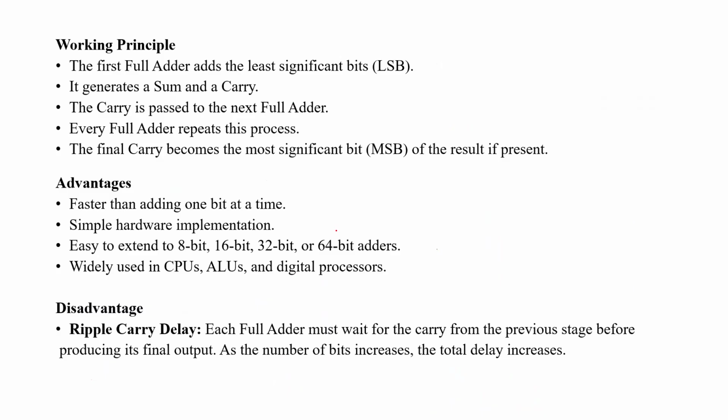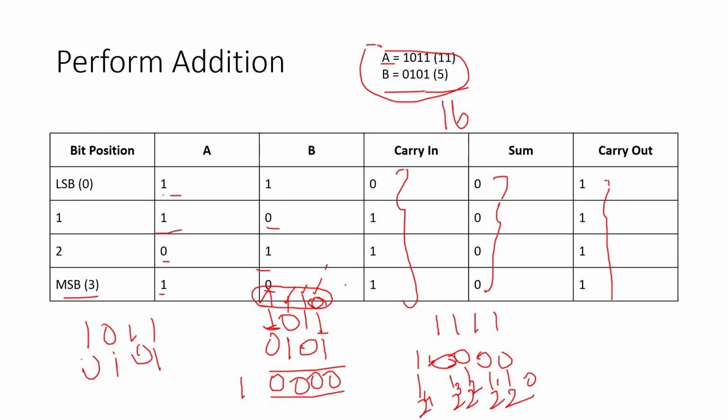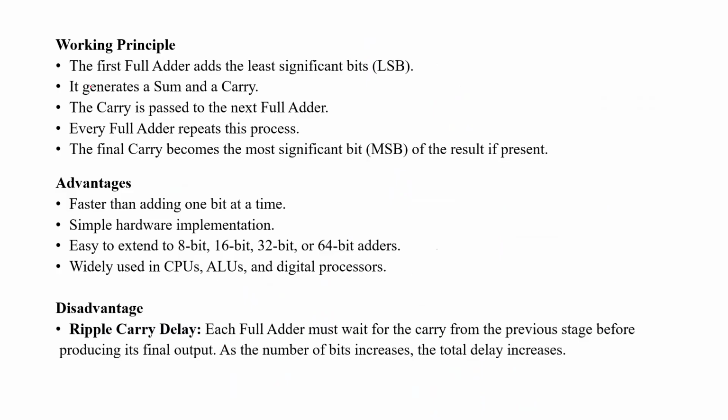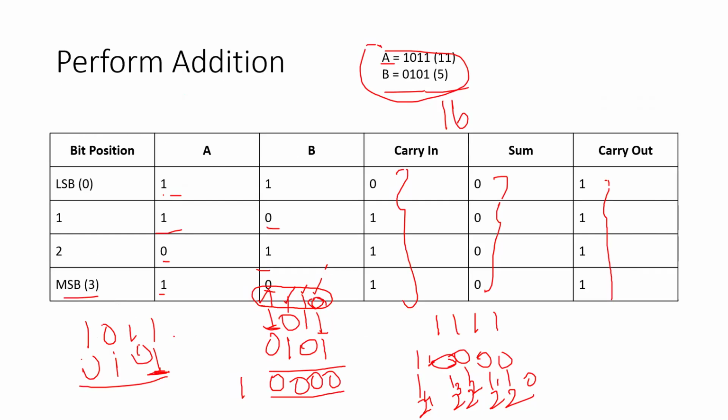You can see the working principle. What is the working principle? The first full adder adds the least significant bit. So this is called the least significant bit. It will add from here. Now it generates a sum and carry. The carry is passed to the next full adder. So this is the first full adder. It will generate a sum and it will generate a carry also.